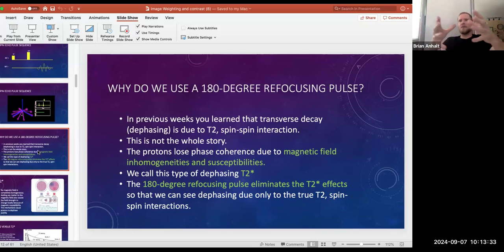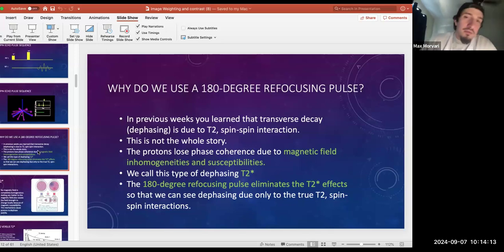That means that all the protons within that given imaging volume are experiencing slightly different field strengths, meaning they are going to precess at slightly different frequencies, thus go out of phase very quickly, right? That type of dephasing is known as T2 star. We just call it that. There's dephasing due to spin-spin interactions. We call that T2 decay or dephasing. But then there's also a quicker dephasing due to inhomogeneities and susceptibilities and the fact that protons can't precess at the same frequencies when we have susceptibilities and inhomogeneities.